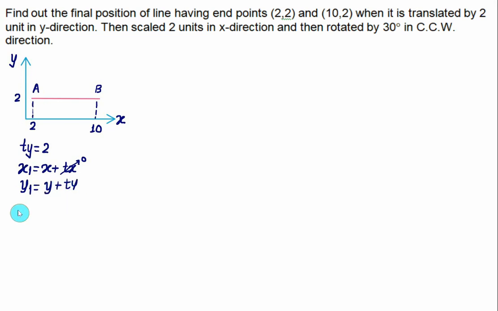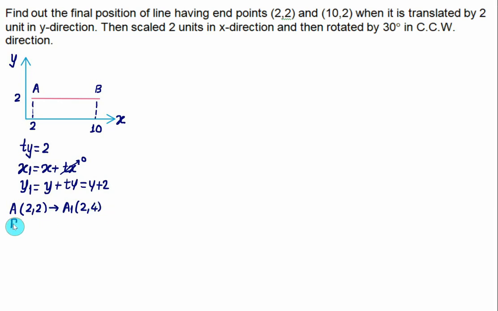So as far as point A is considered, which is originally (2, 2), after translation it will become A1, and the x coordinate will be the same, equal to 2, and y1 is shifted by 2 units. So this value is y plus 2. So we have 2 plus 2 equal to 4.